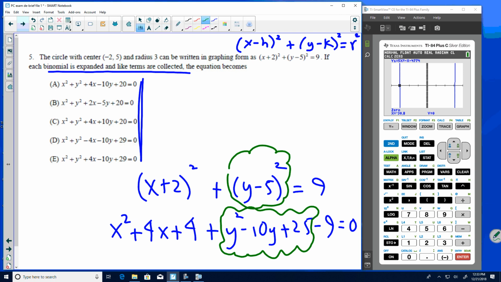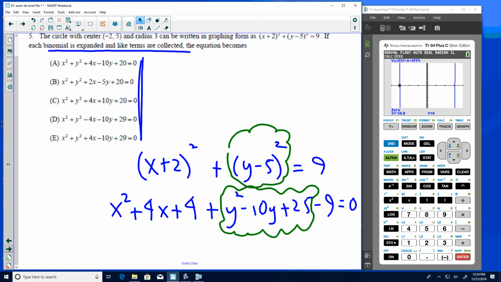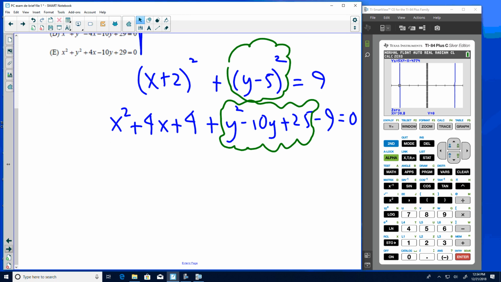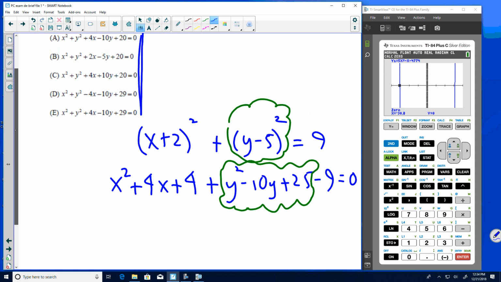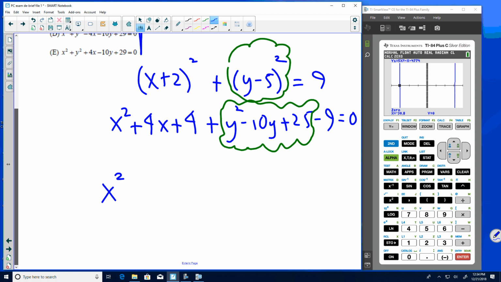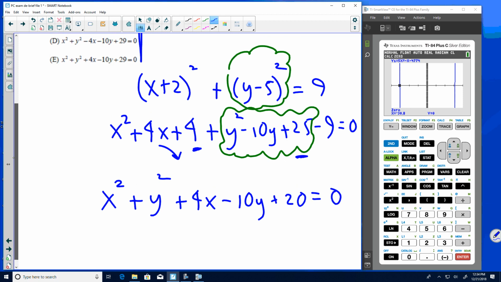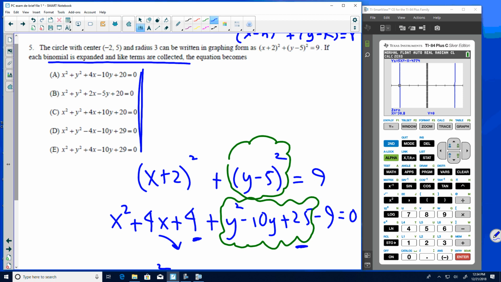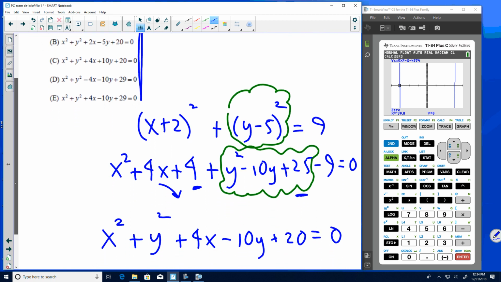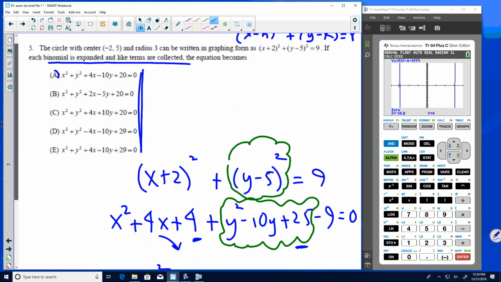Okay, so now that I've given you a little bit of motivation, let's go and clean this up. It says collect like terms. All the choices have the squares first, so we'll do that. The x squared and then the y squared. Typically we do this in alphabetical order. So 4x and then minus 10y, and we just have to get the constant. So we have 4 and 25 is 29, less 9 is 20. Okay, so that's the answer. And there's the choice. Which one did we get? It's choice A, I think, right? Yeah, 4x minus 10y. Okay, good.